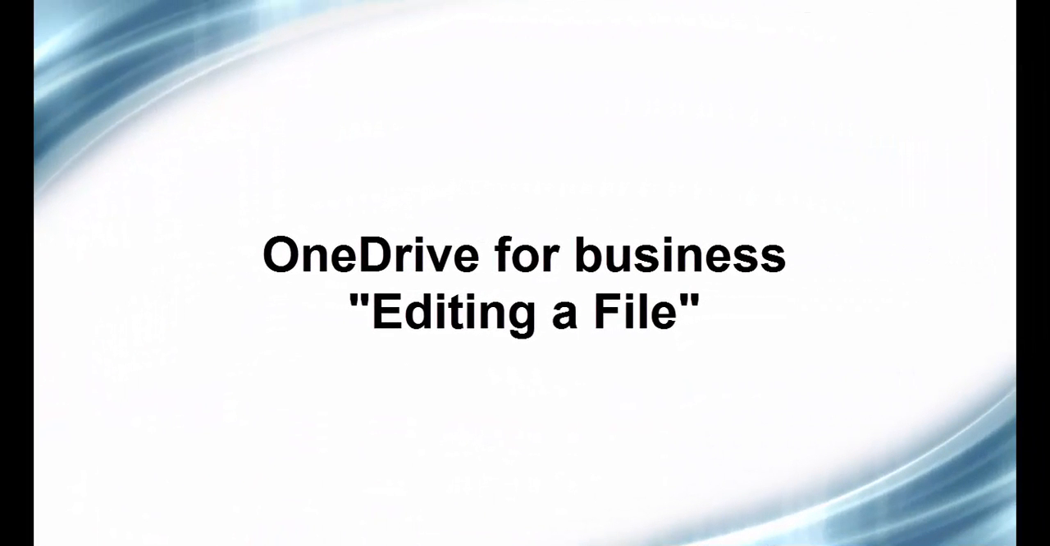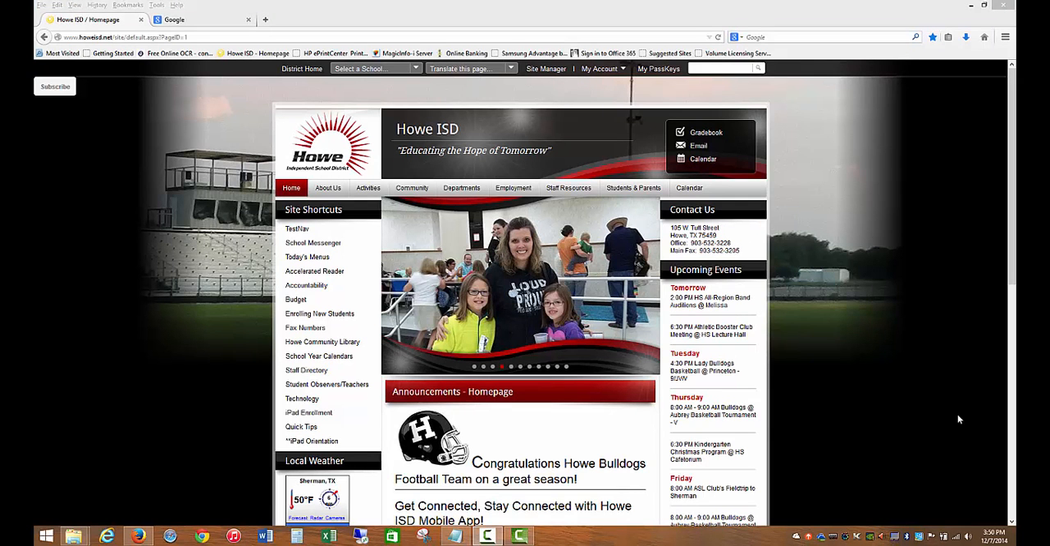Today we are going to learn how to open a file from our OneDrive for Business and edit it in Microsoft Word on our desktop. I'm going to begin by going to the How ISD homepage and clicking on Email.